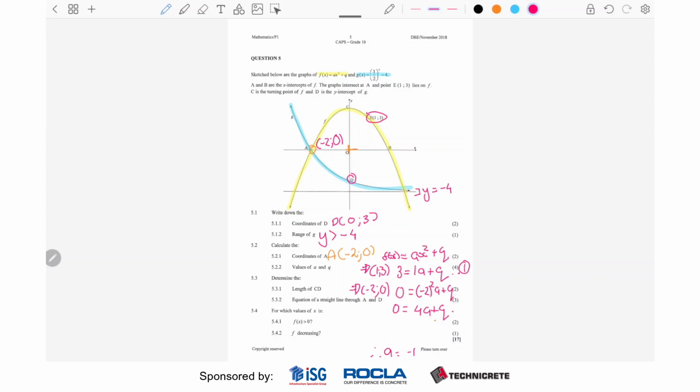Once we have a is equal to negative 1, we can plug that into equation 2. So if a is equal to negative 1, therefore q is equal to 4. That solves that.